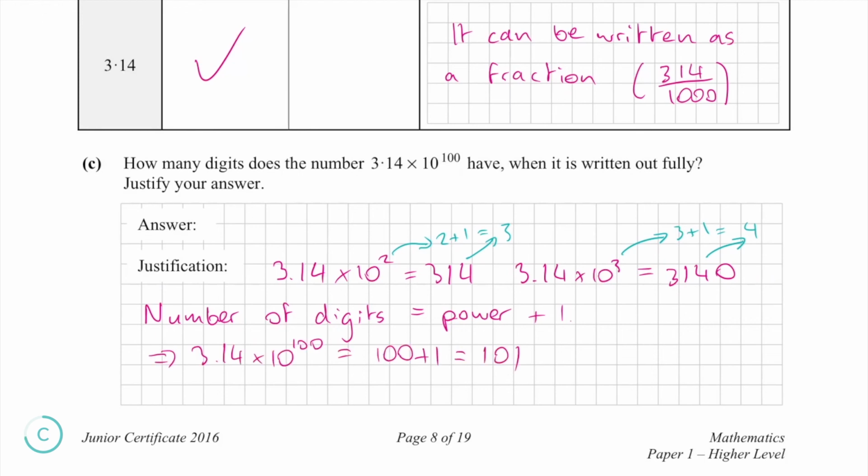So in the case of 3.14 × 10^100, the power is equal to 100, and 100 plus 1 is equal to 101. So the answer for the number of digits is 101. That's worth the last 5 marks, and that's the end of this question.